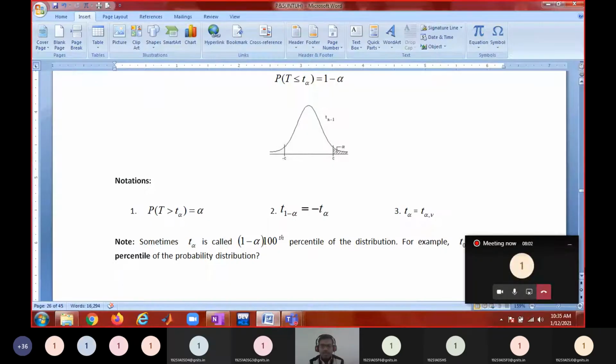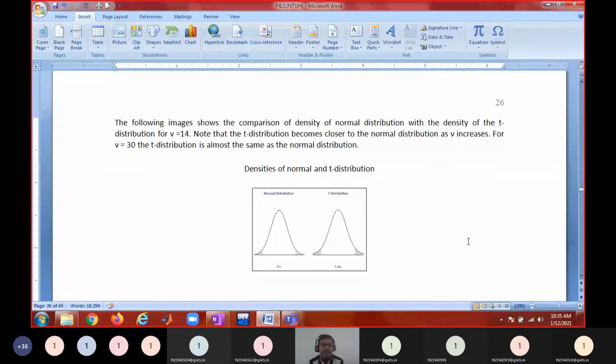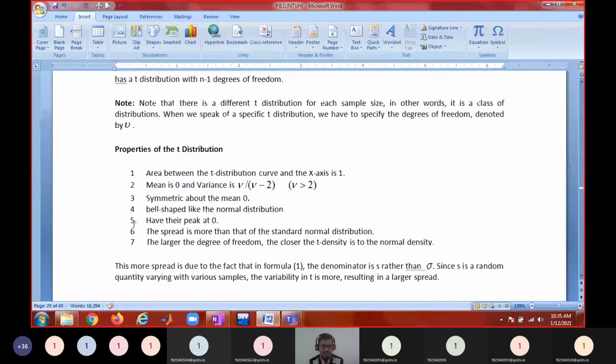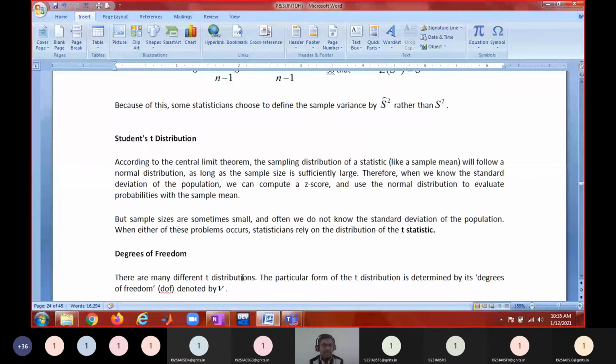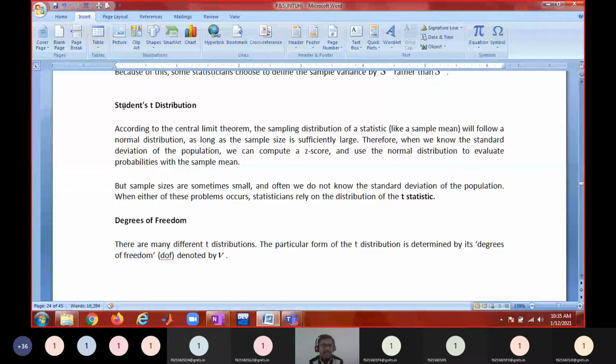Okay, so this is about the T distribution. This is also called the Student's T distribution. Like a normal distribution, there are several Student's T distributions. It depends upon the degrees of freedom.